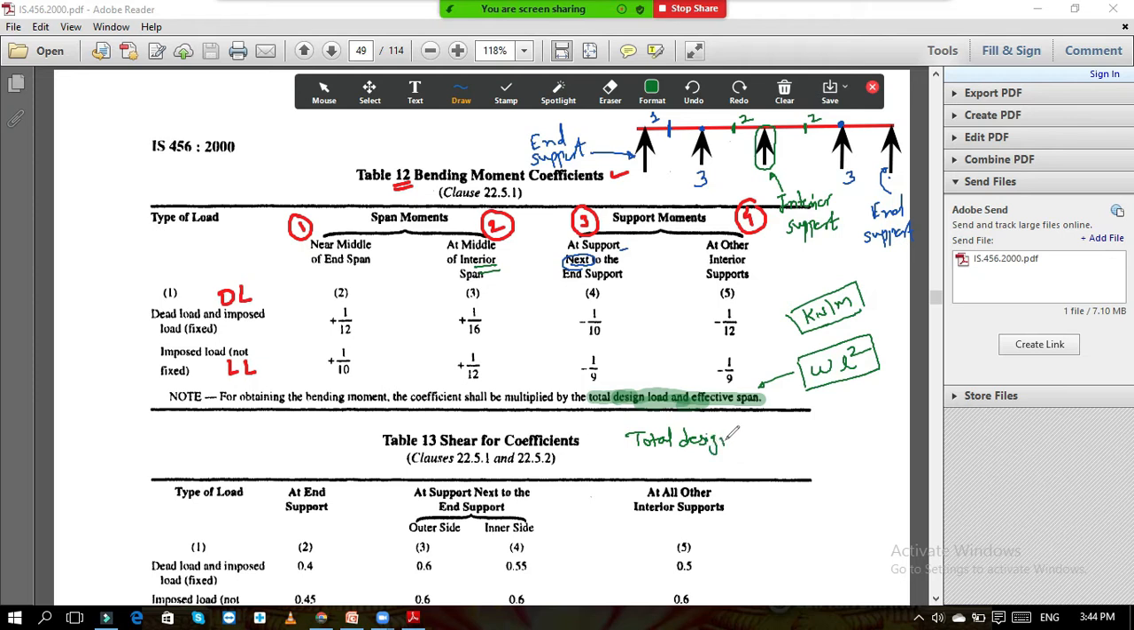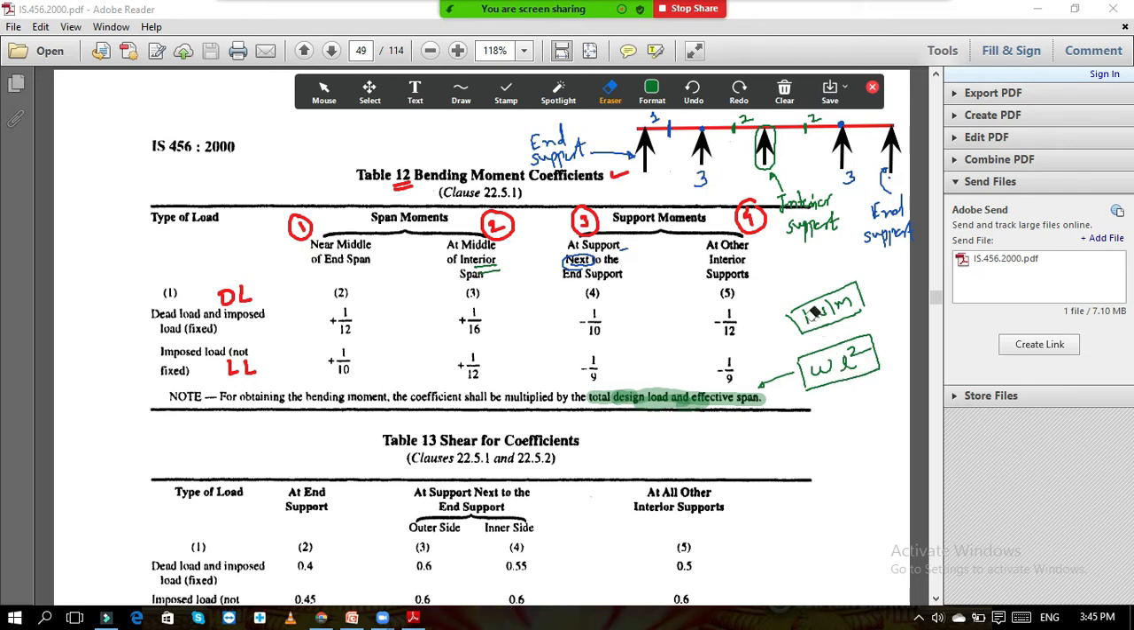Total design load is nothing but whatever load we have calculated in kilonewton per meter, multiplied by the length. Whatever this value is, it is in kilonewton, and that is called the total design load. I hope you understood this. So simply remember that we have calculated UDL, the load in kilonewton per meter. Our dead load is also UDL, and our live load is also UDL. That is why, to calculate the bending moment, we multiply this coefficient by the term WL square.